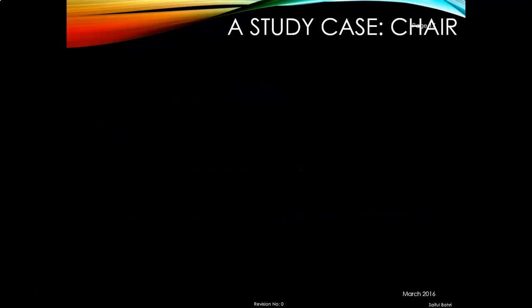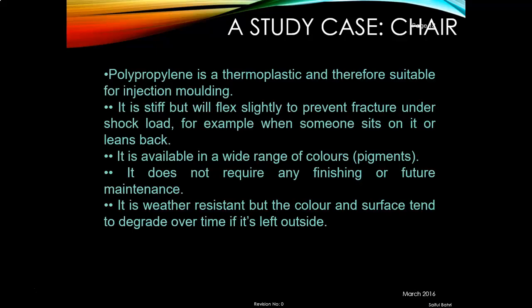All right, we look at the case study. For example, a chair. How do we choose the material for a chair? So in this example, we use polypropylene. Okay, why? Because PP is a thermoplastic, and therefore it is very suitable for injection molding. Besides, it is stiff but will flex slightly to prevent fracture under shock load, for example, when someone sits on it or leans back. Okay, PP is also available in a wide range of colors with pigments, and it does not require any finishing or future maintenance. And it is weather resistant, but the color and the surface tend to degrade over time if it's left outside.